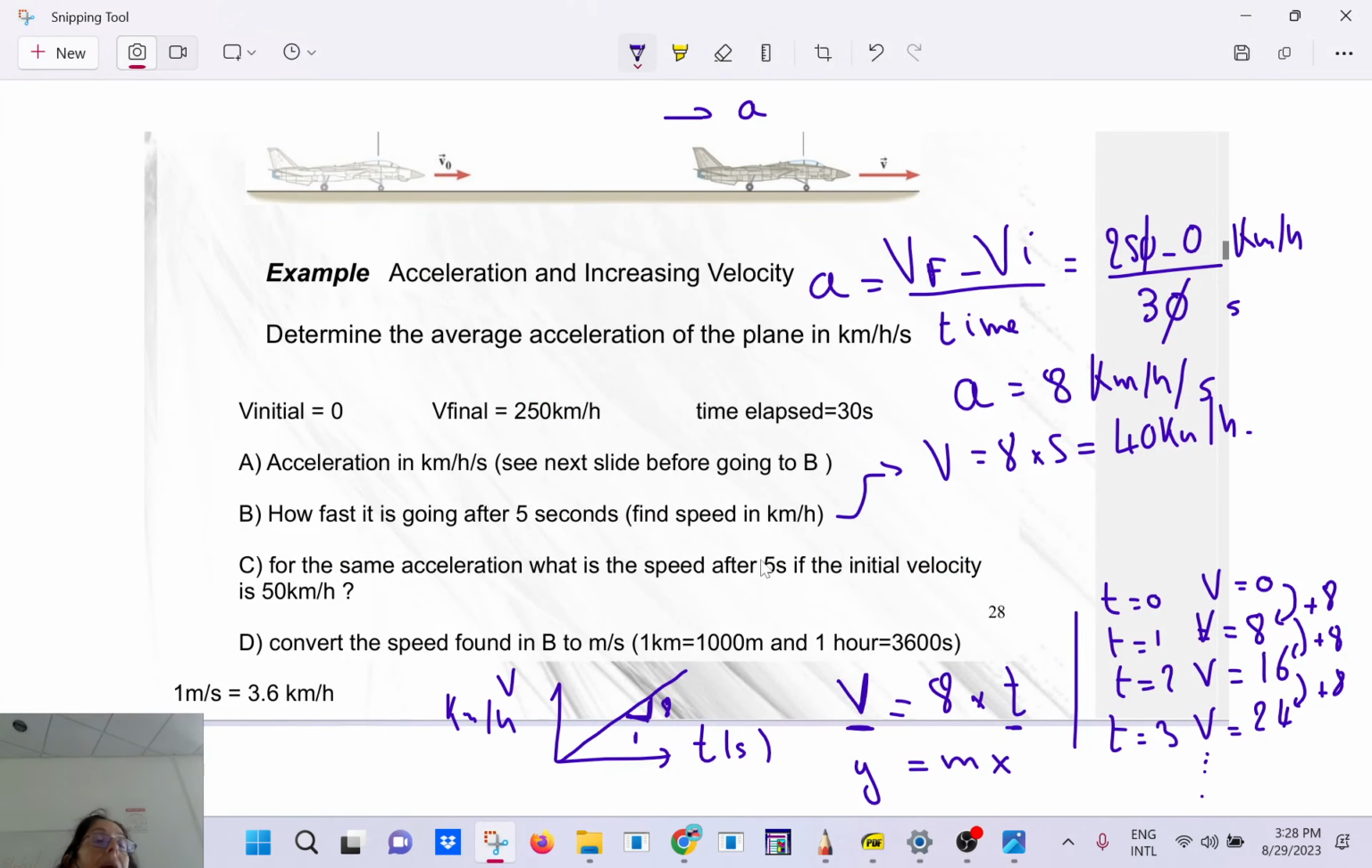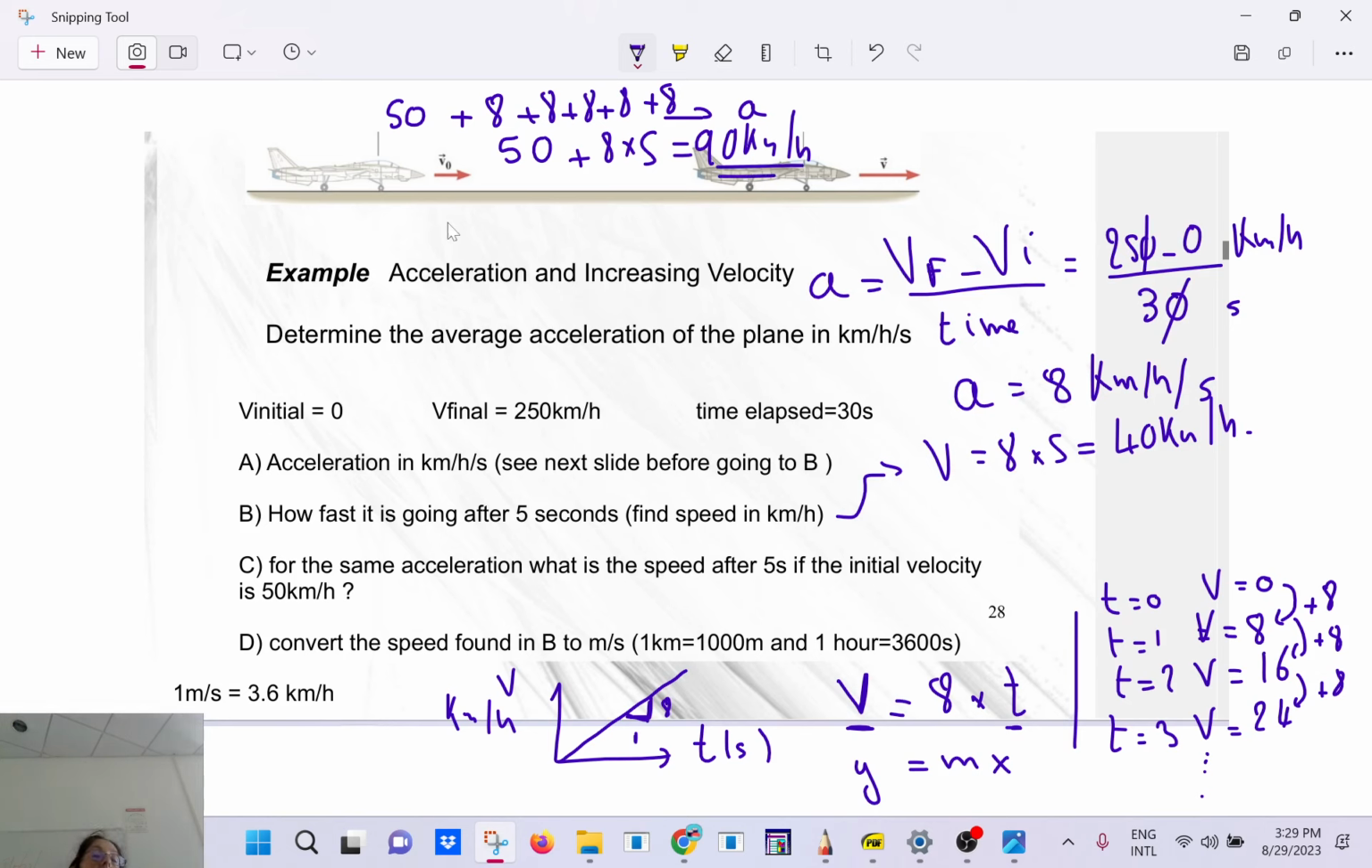Okay. So what if now, instead of starting from rest, you start at 50? So you start with 50 and you increase by 8. So what is it going to be after 5 seconds? 50 plus 8 plus 8 plus 8 plus 8 plus 8. It's going to be 90, right? So it's 50 plus 8 times 5. It's going to be 90 kilometers per hour.